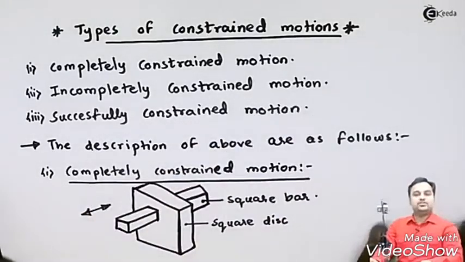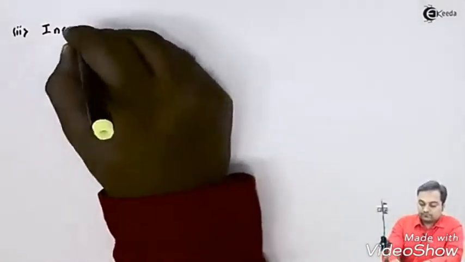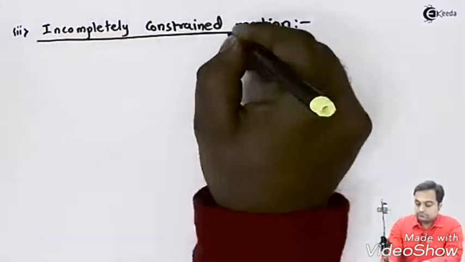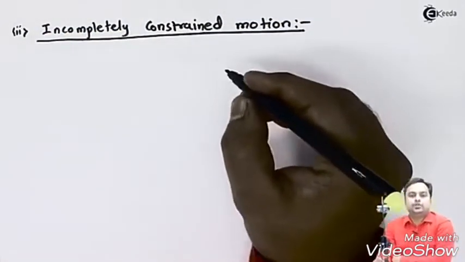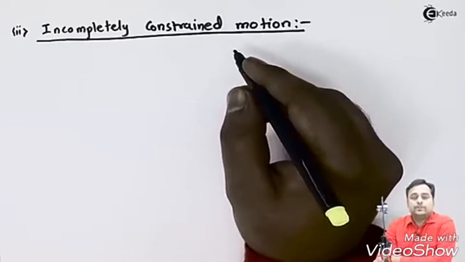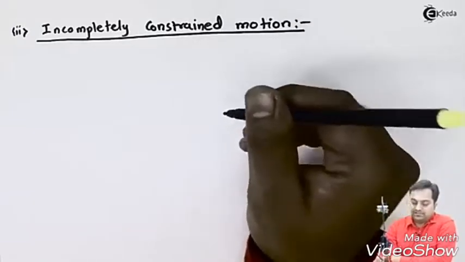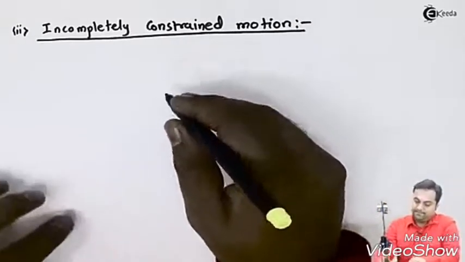Now, incompletely constrained motion. In incompletely constrained motion, motion is possible in more than one direction, that I can explain with a diagram.